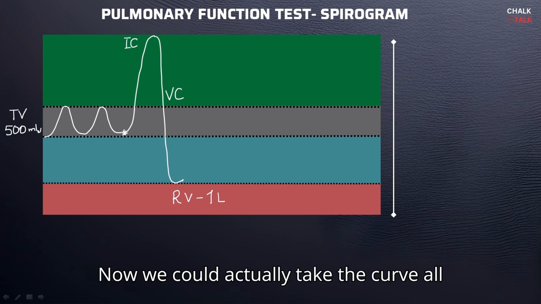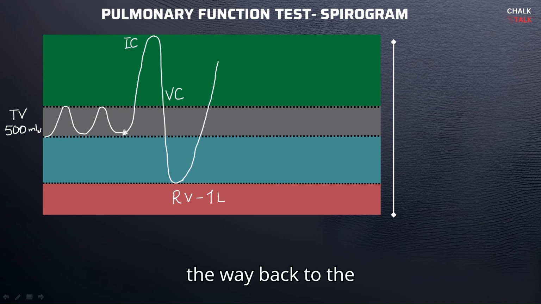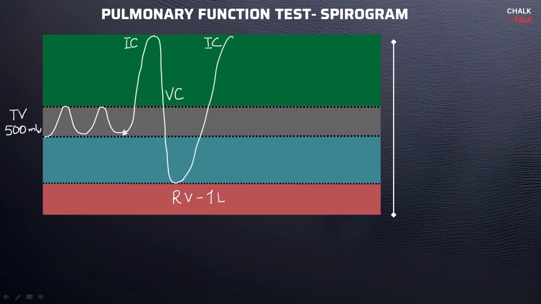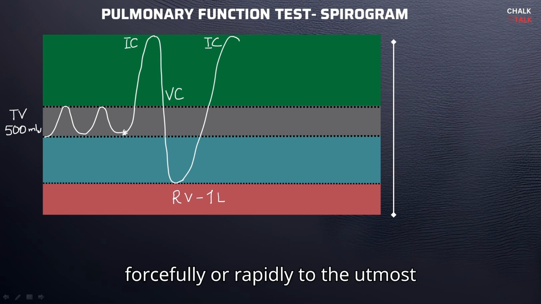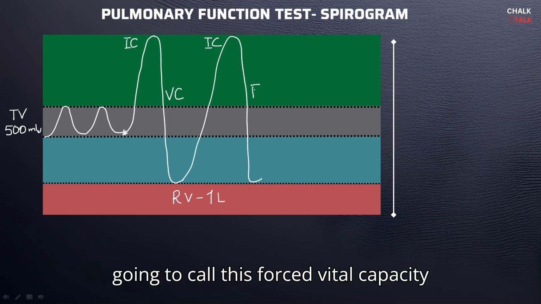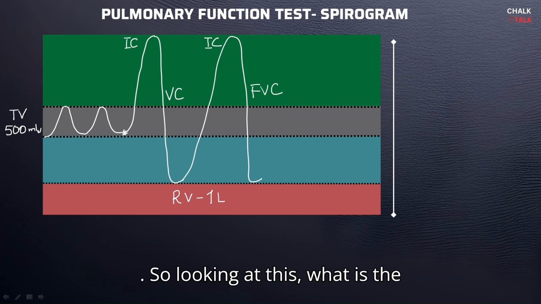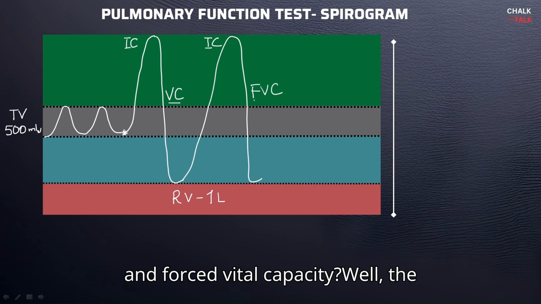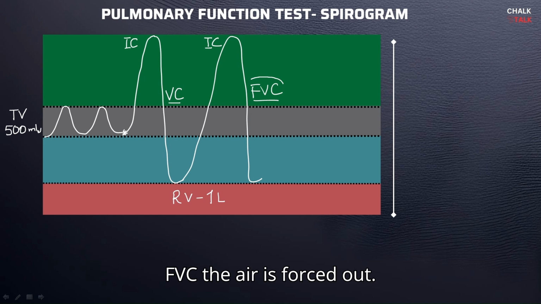Now, we could actually take the curve all the way back to the inspiratory capacity. And this time, we're going to breathe out forcefully or rapidly to the utmost extent. Okay, so we're going to call this forced vital capacity. So looking at this, what is the difference between your vital capacity and forced vital capacity? Well, the answer is forced, because in FVC, the air is forced out. In VC, the air is blown out quietly.